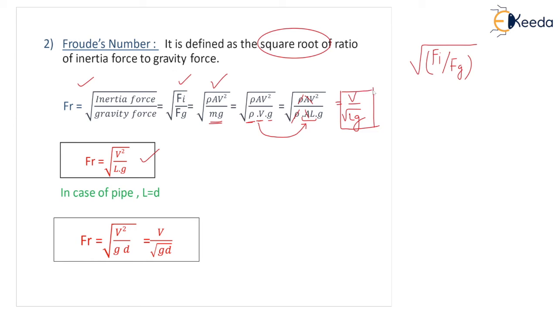This is also a formula for Froude number. In case of pipe, L is replaced by D, the linear dimension. So root under V square by gD is nothing but V by root under of gD. In case of open channel flow, you can replace D by depth of flow, which we are going to see in that particular topic.